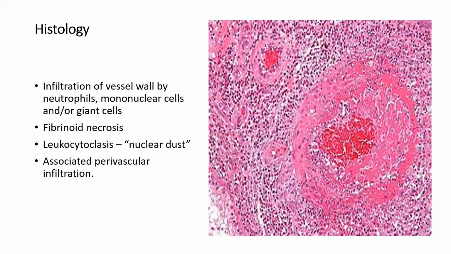Right, so if you did a biopsy of tissue with vasculitis, this is what you're most likely to see. You see the fibrinoid necrosis in the center, and then infiltration of the vessel wall by inflammatory cells, neutrophils, mononuclear cells, or it could be giant cells where appropriate. And then there's what we call leukocytoclasis, where the neutrophils disintegrate and release their contents, what they call nuclear dust, which you see around the vessel. And then you also see infiltration around the vessel, the perivascular infiltration.